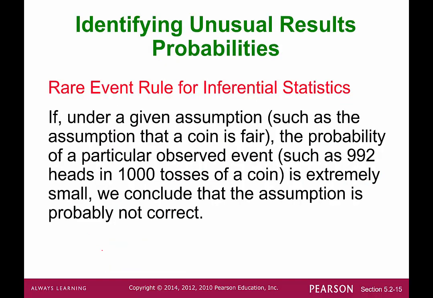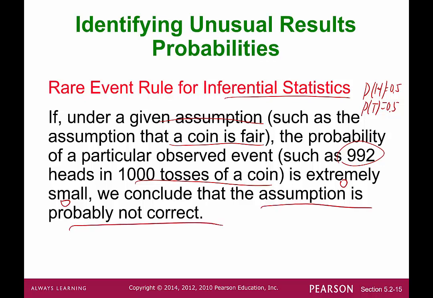And then find unusual results, the rare event rule for inferential statistics. So even under a given assumption, such as the assumption that the coin is fair, that means probability of head and probability of tail are equal to 0.5, if a particular observed event such as 992 heads in 1,000 tosses of a coin has an extremely small probability, it's a very unusual event. The assumption is probably not correct. The probability of heads, according to this particular event, is 992 over 1,000, which is 0.992. And this is definitely an unusual probability, an unusual event. So you cannot use 0.992 as the probability of head. That will be incorrect.